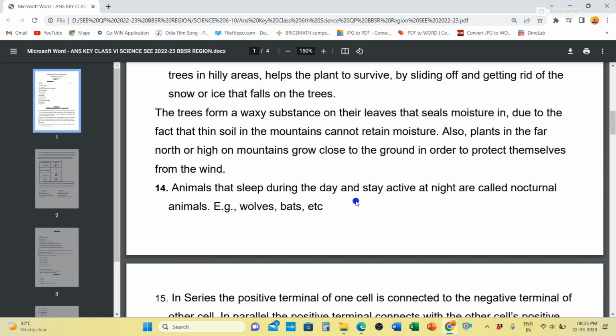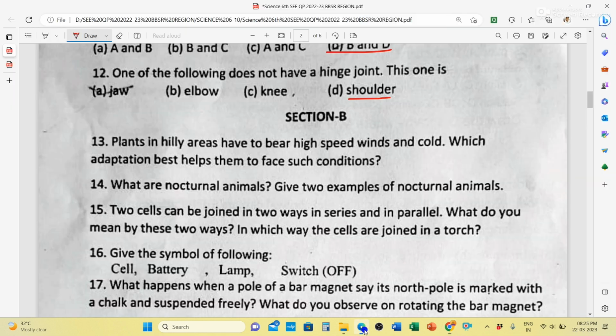Animals that sleep during the day and stay active at night are called nocturnal animals. Example, owls, bats.